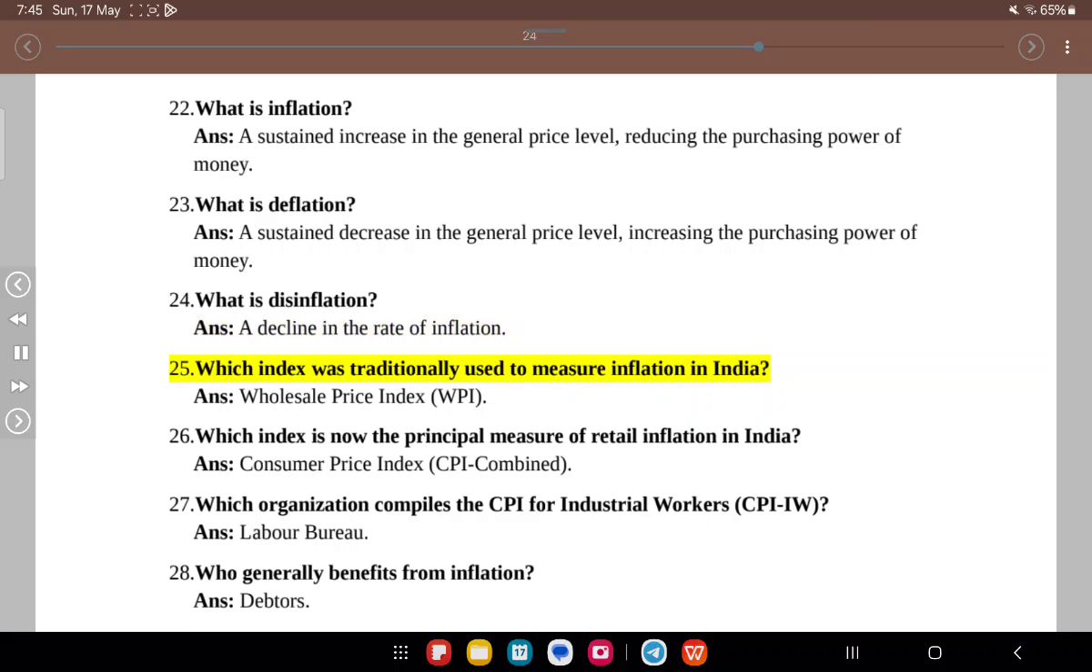25. Which index was traditionally used to measure inflation in India? Ans. Wholesale Price Index WPI. 26. Which index is now the principal measure of retail inflation in India? Ans. Consumer Price Index CPI combined. 27. Which organization compiles the CPI for industrial workers CPIIW? Ans. Labor Bureau.